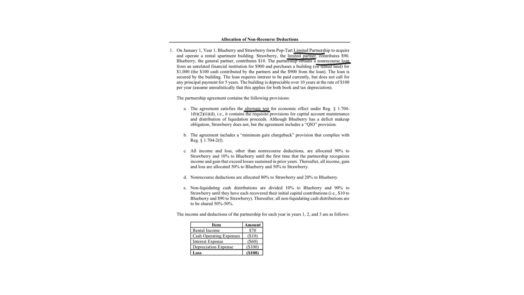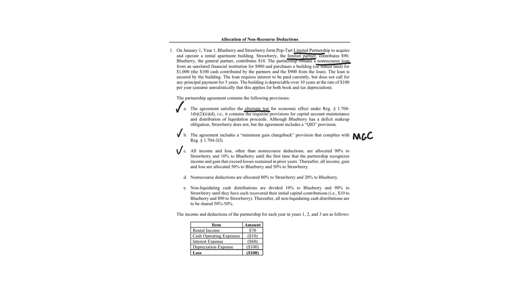So it's important to note that we're told from this problem the alternate test is met with respect to economic effects. So let's keep that in mind. Let's go to the next item. The agreement includes a minimum gain chargeback provision that complies with Reg 1.704-2(f). That's very important. We have a minimum gain chargeback in place, and we're going to note that.